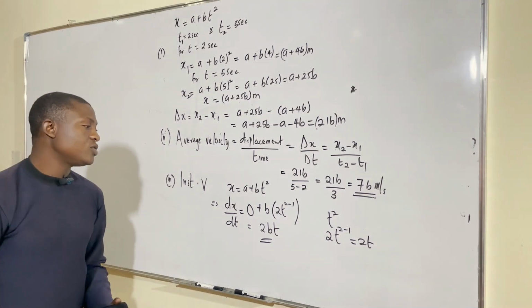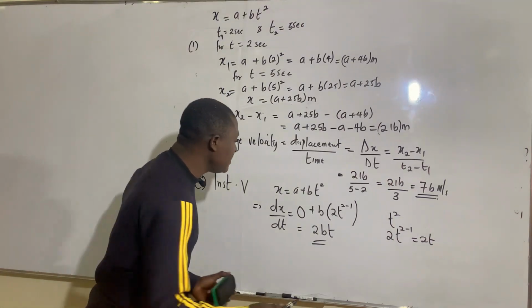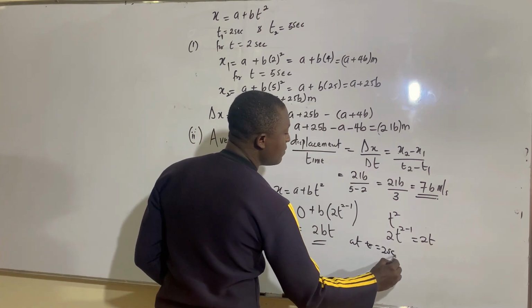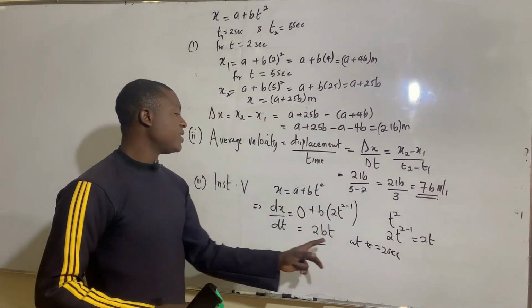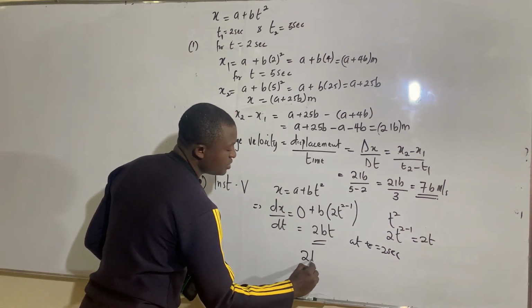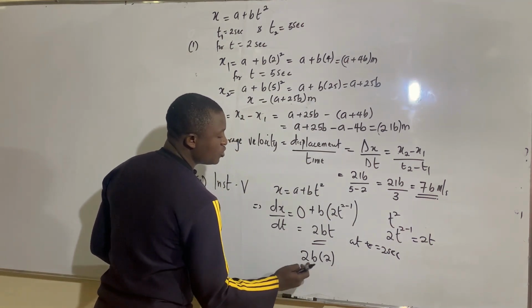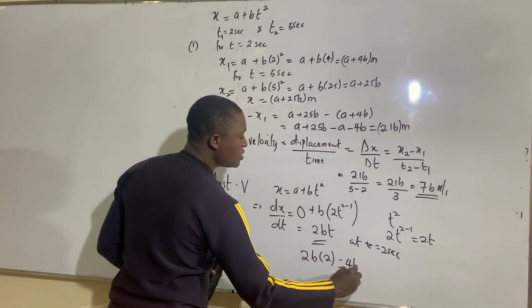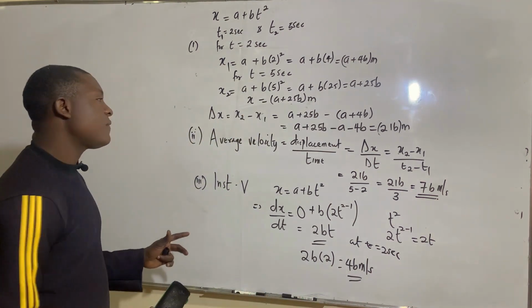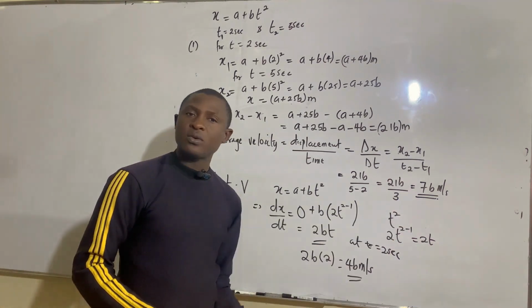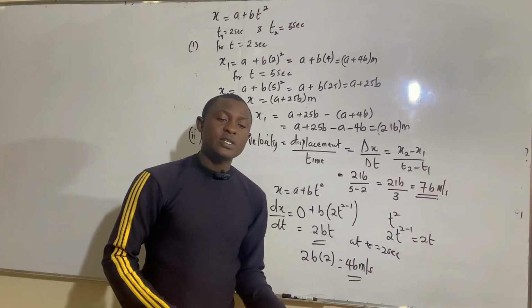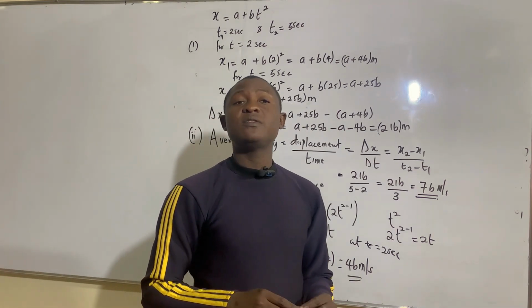Now, you will be given values, but in the problem they specify that at t equal to 2 seconds, meaning if I see my time to be 2 seconds, here I can have 2b bracket of 2. So 2 times 2 here, we are going to have 4b meter per second. So meaning now we have the average velocity to be 7b meter per second. At the same time, we have our instantaneous velocity to be 4b meter per second. So that's the only difference between those.